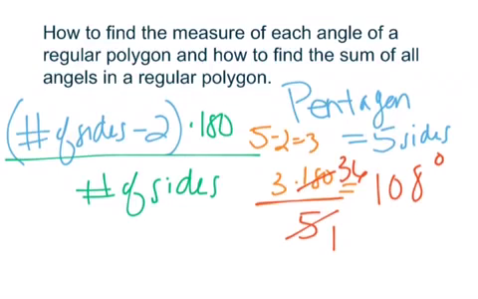Now if I wanted to find the total of all the angles, you could multiply this by 5, and that would give you the total number, which should be 540, I believe. I think I'm right. 540 degrees. Okay?